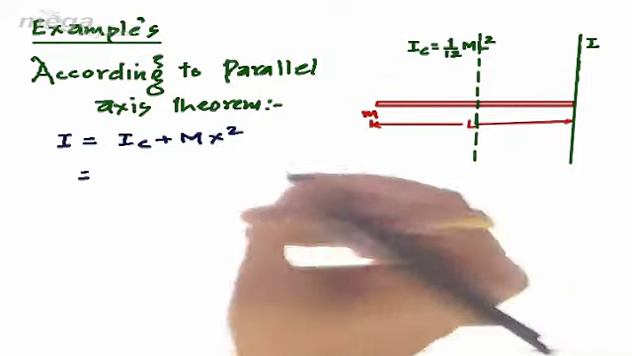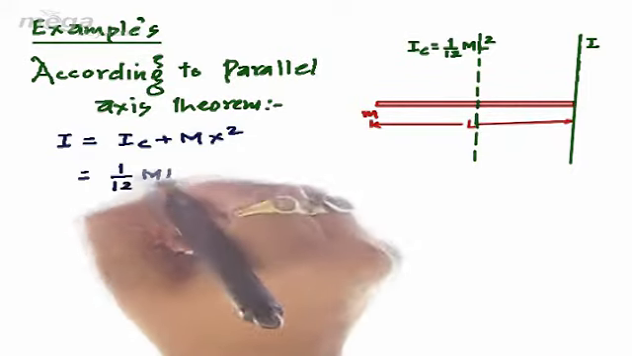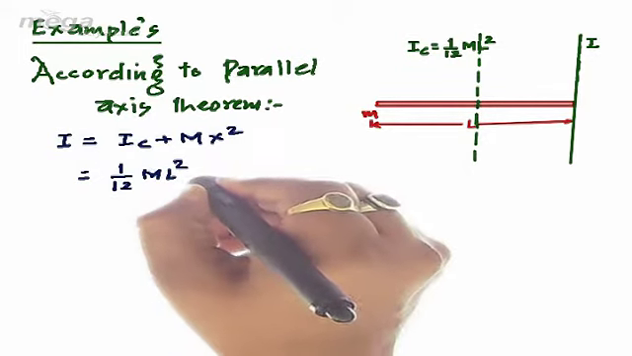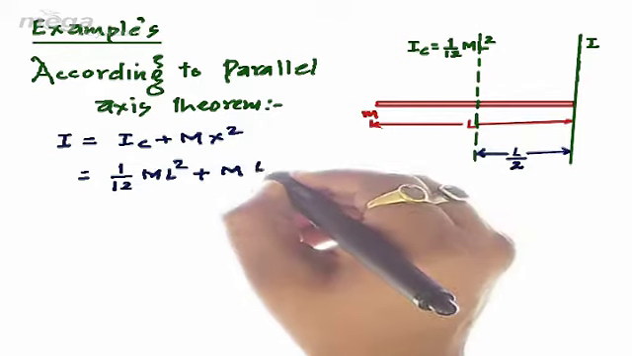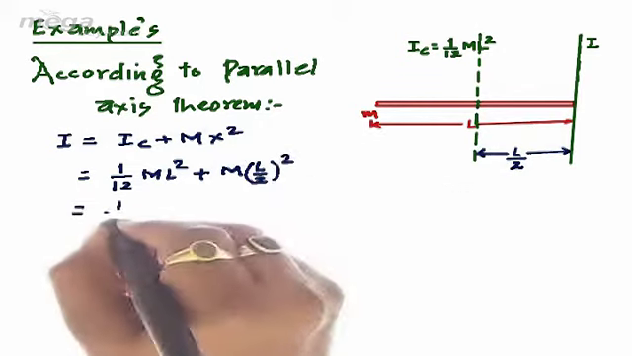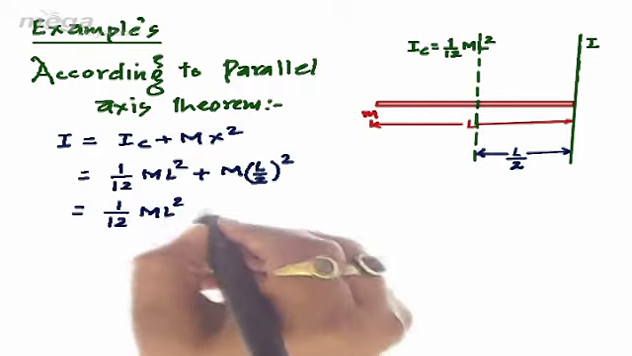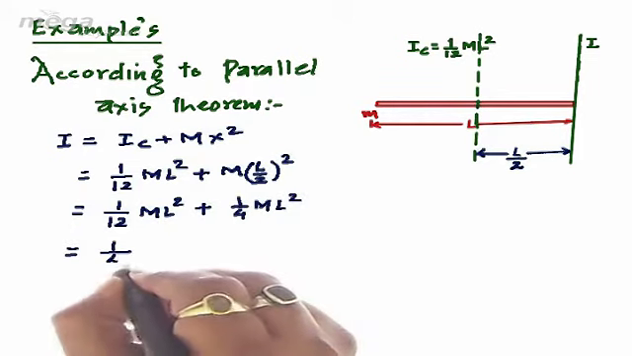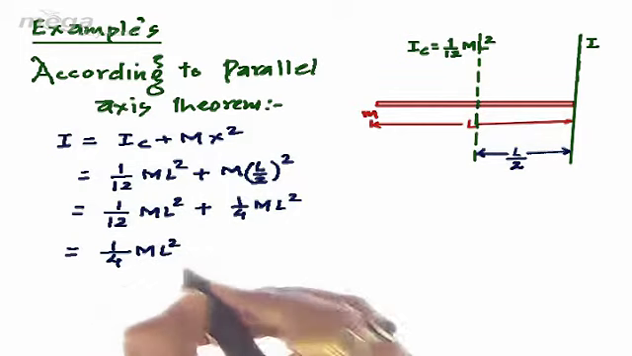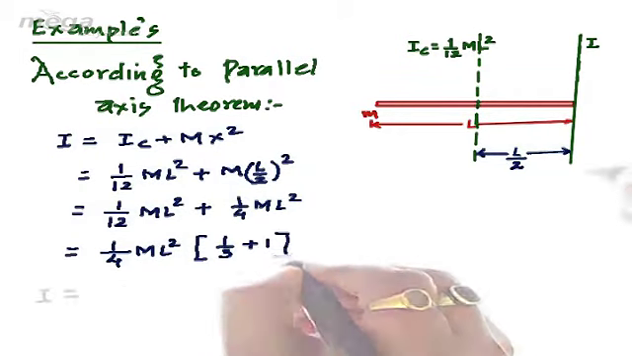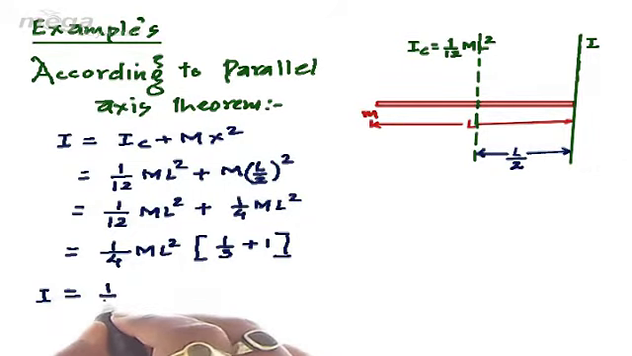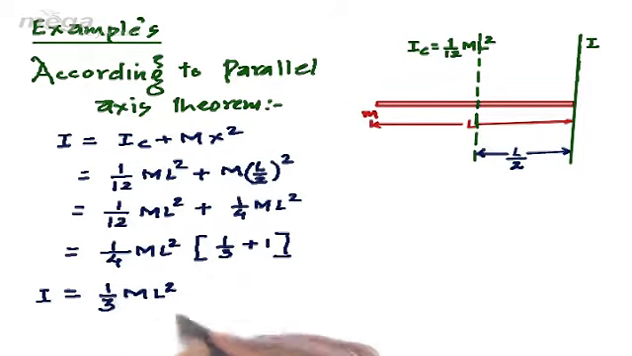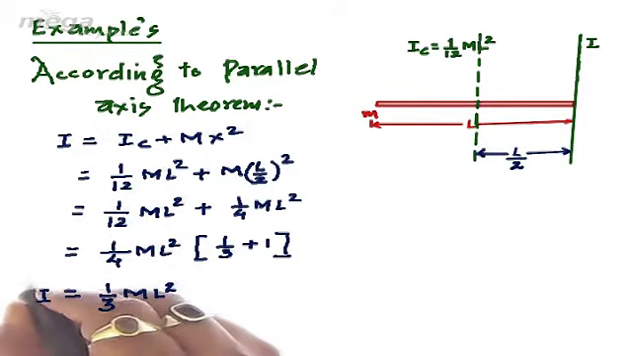So as IC is equal to 1 upon 12 ml square, I will be equal to 1 upon 12 ml square plus m times the distance between the centroidal axis and this given axis, which is easily seen to be L by 2. So it will be L by 2 whole square. It will come out to be 1 upon 12 ml square plus 1 upon 4 ml square. So 1 upon 4 ml square is taken common, times 1 upon 3 plus 1. On solving, we get the moment of inertia about the axis passing through the tangent and parallel to the centroidal axis is equal to 1 upon 3 ml square.